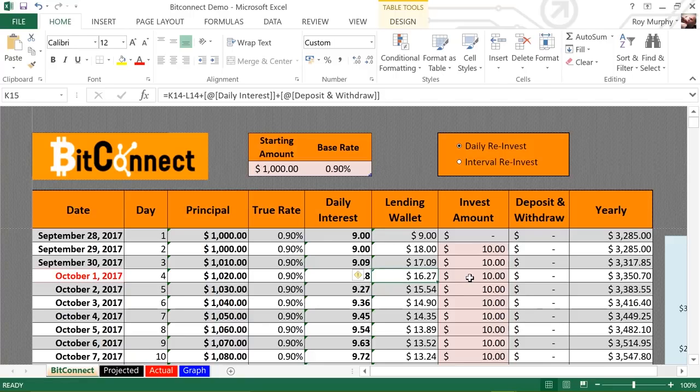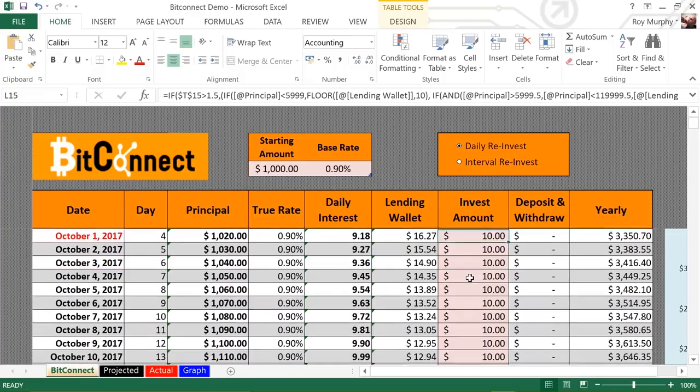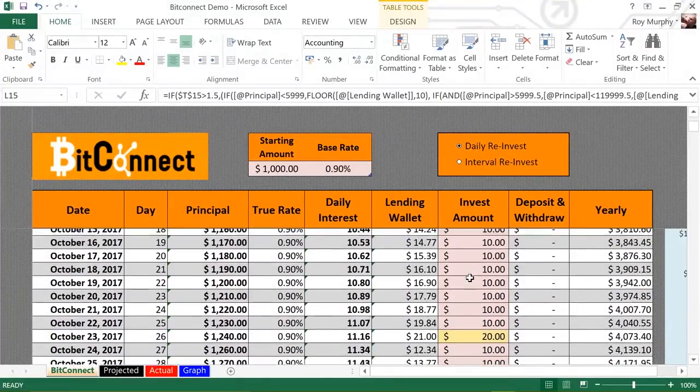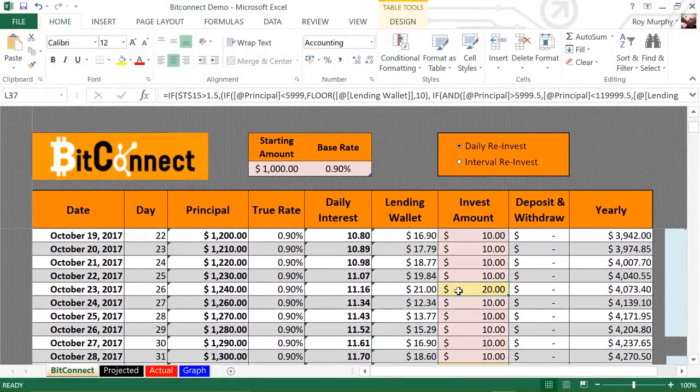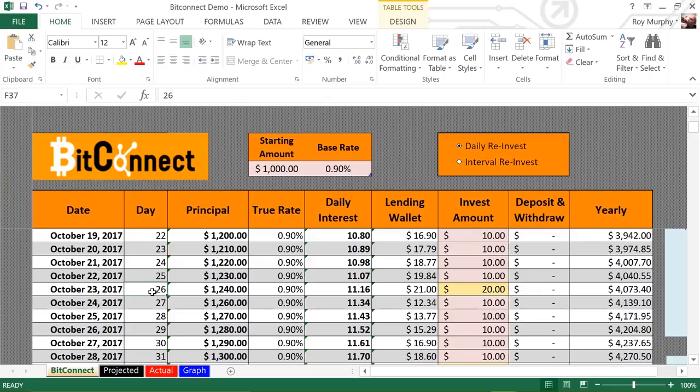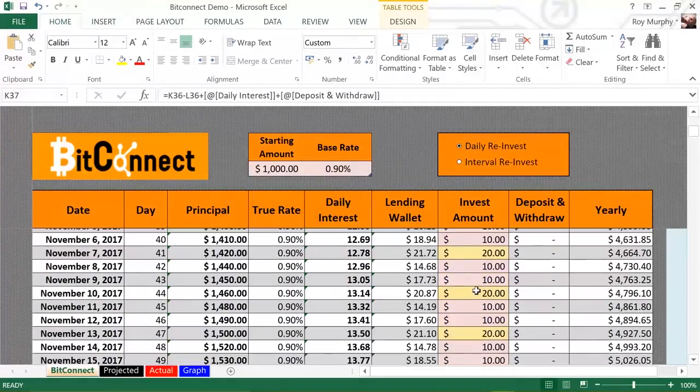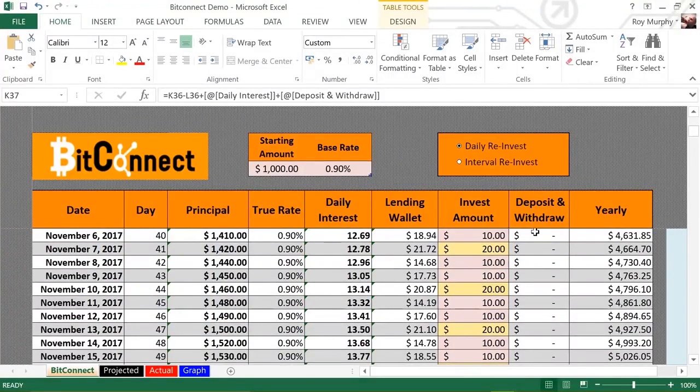$16.27 in your lending wallet. You can then invest another 10, and so on and so forth, and then it accumulates and goes up. This then tells you that on day 26 you can then invest $20 because your balance has gone above $20 here, $21, and so on and so forth.